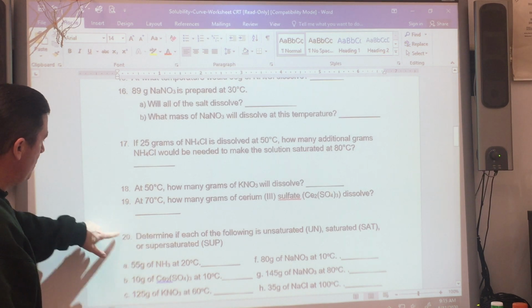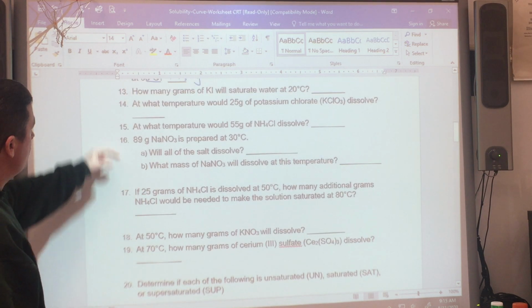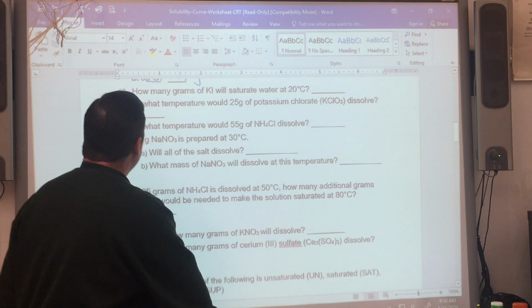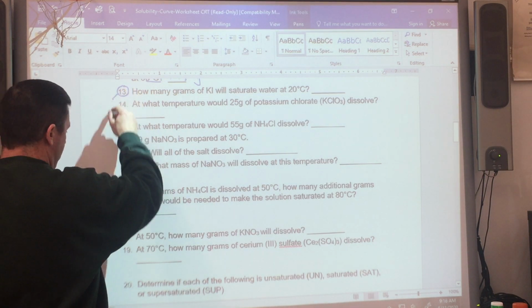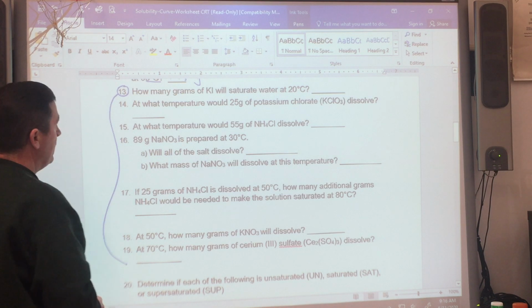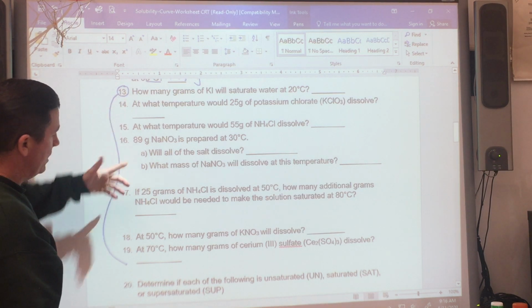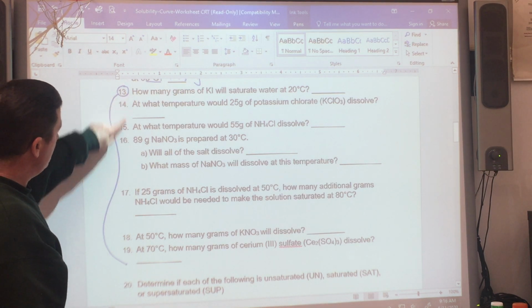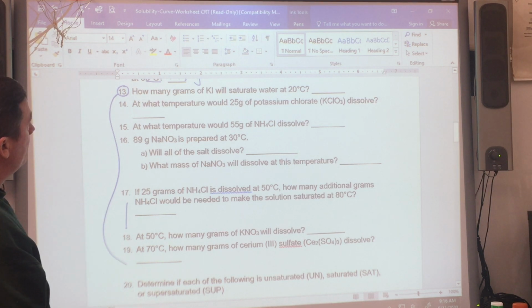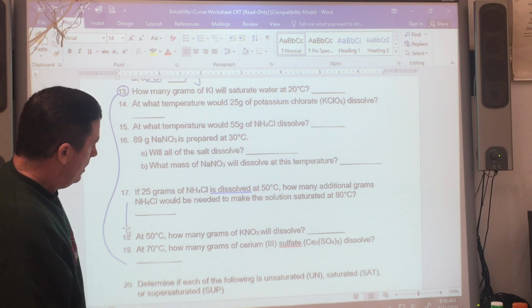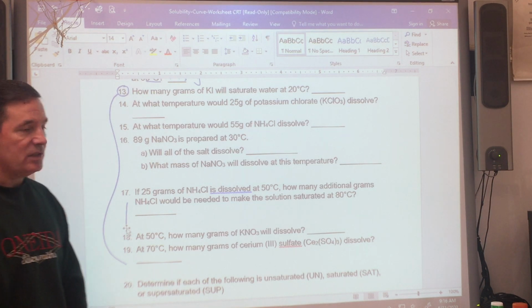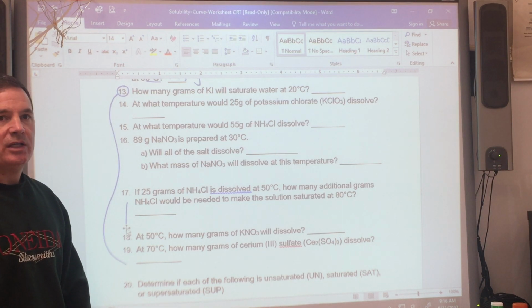All right. What do we have left here? We're going to leave this for tomorrow. So I want you to do 13 through 19 on this paper. It'll take you 10 minutes maybe. They're all essentially the same types of questions, interpreting that graph. Okay? Good luck.